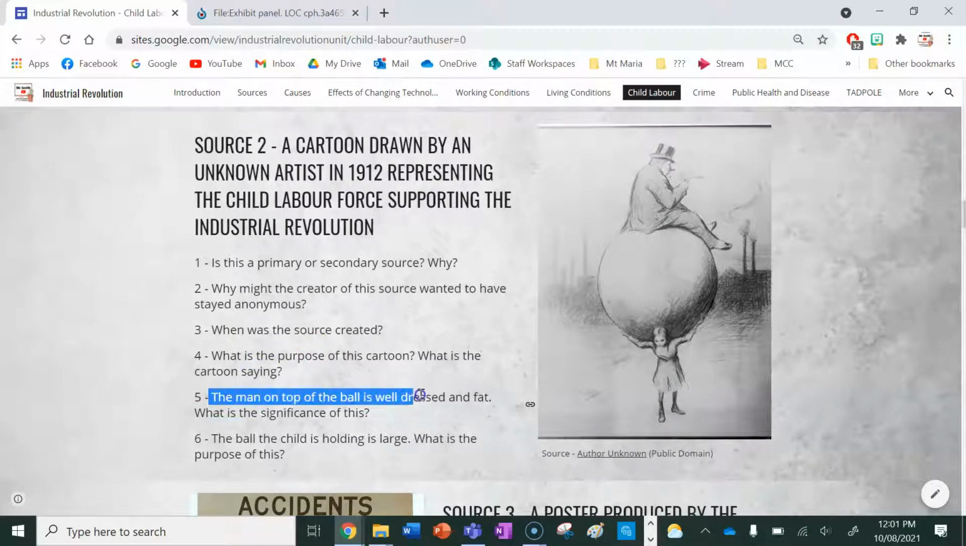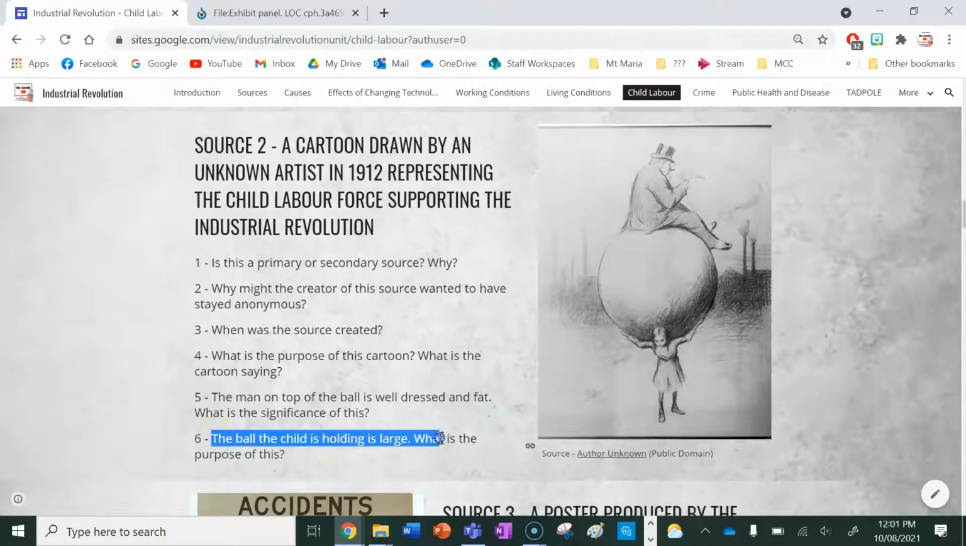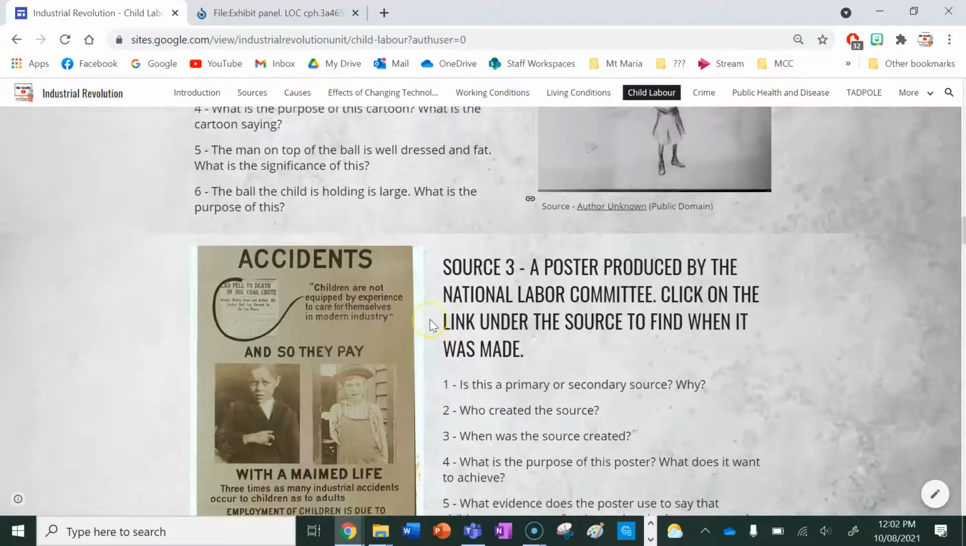Number five, the man on the top of the ball is well-dressed and fat. What is the significance of this? So he's fat and well-dressed, so he's profiting, and this type of people are profiting off child labour. That's what it represents. Number six, the ball the child is holding is large. What is the purpose of this? It's to show the big economy and the big labour force that kids were supporting.